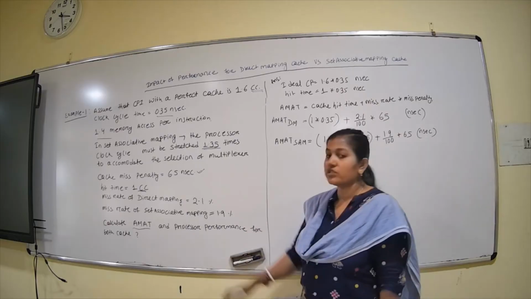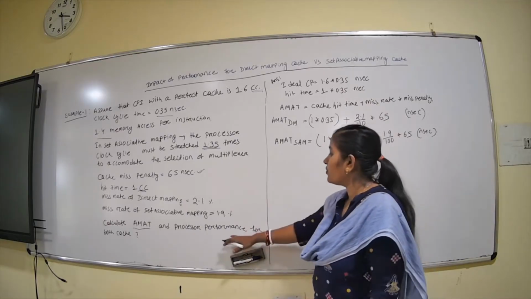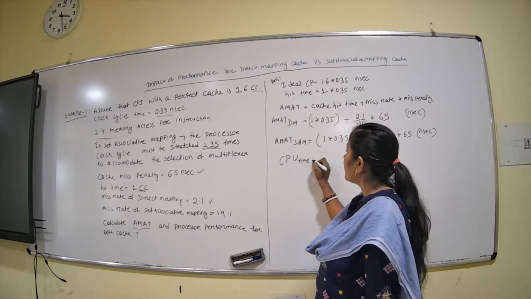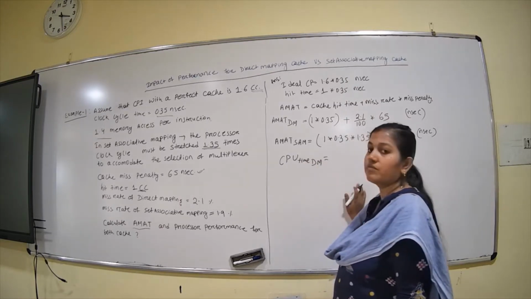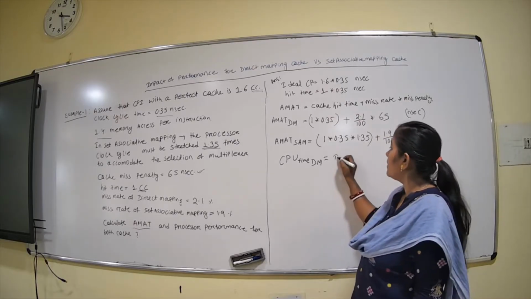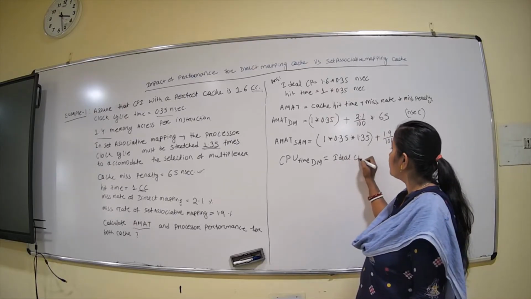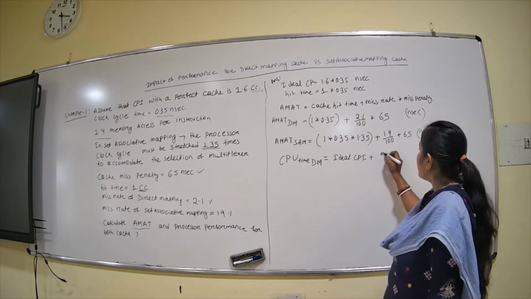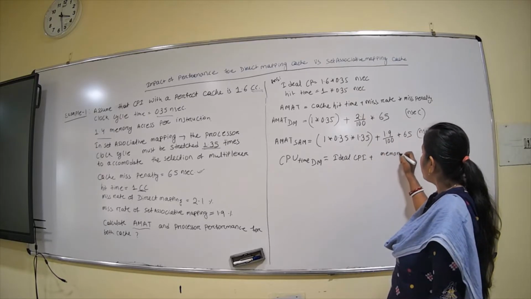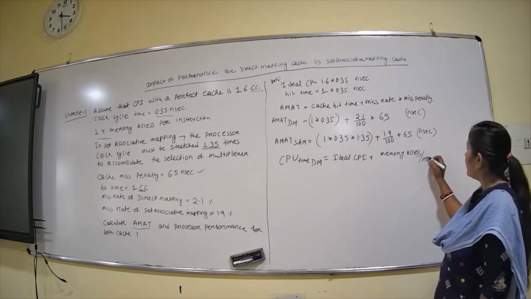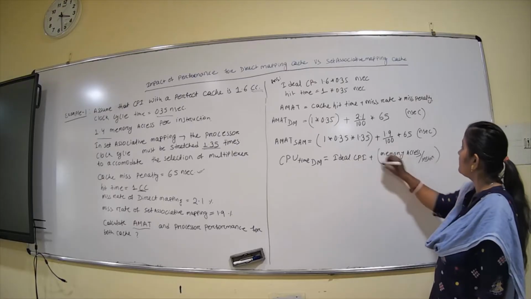Now just calculate the processor performance. For the processor performance, you will calculate the CPU time for the direct map. So what is the CPU time for the direct map cache? What is the general formula? Ideal CPI plus memory access per instruction into miss rate into miss penalty.